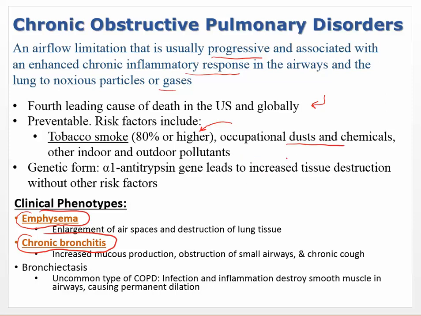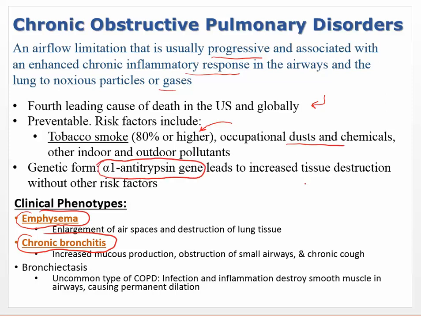Now, usually this occurs in people over 60, or over 50 at least, but there's also a genetic form of COPD. It's a mutation in something called the alpha-1 antitrypsin gene.